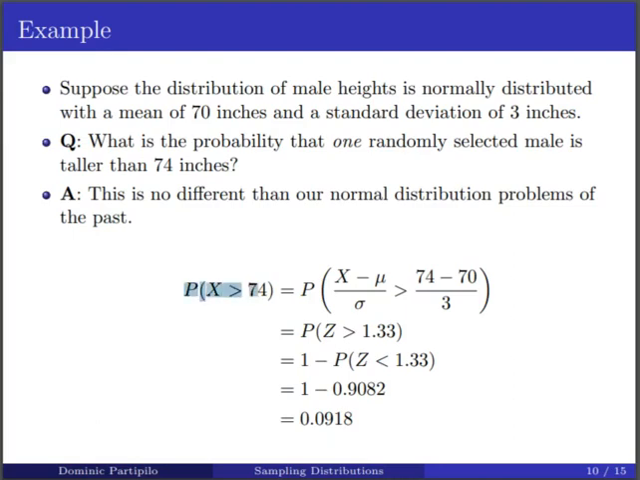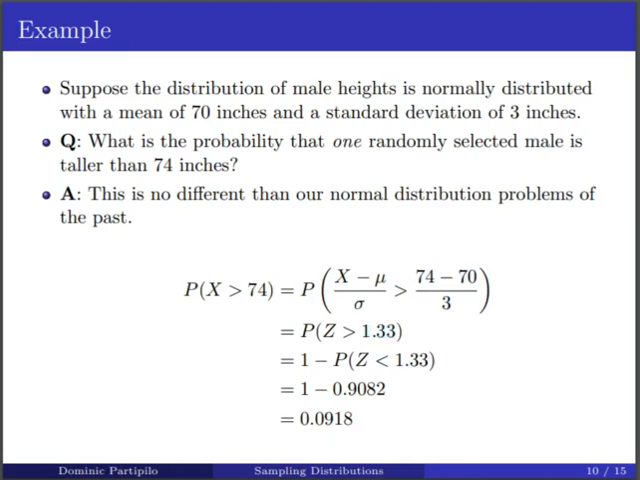So the probability that x is greater than 74. Remember, our first step here is we have to standardize x. So we have to subtract the mean and divide by the standard deviation. And to keep this inequality valid, we have to do the same thing on the other side. So we're going to subtract 70, which was the mean, and then divide by 3, which was the standard deviation. And then notice that this is going to be z because we standardized it. And then when we do the math over here, we come up with 1.33.